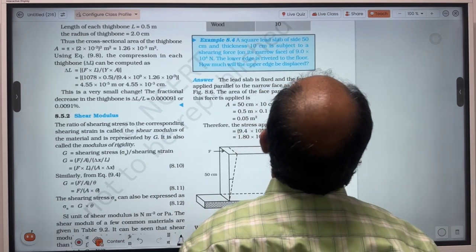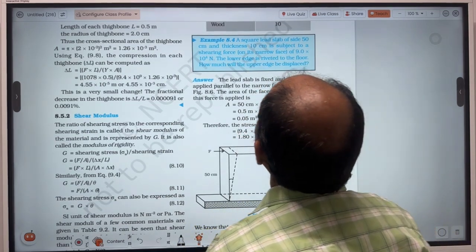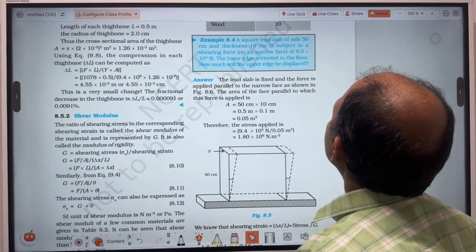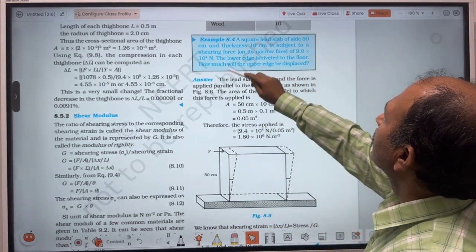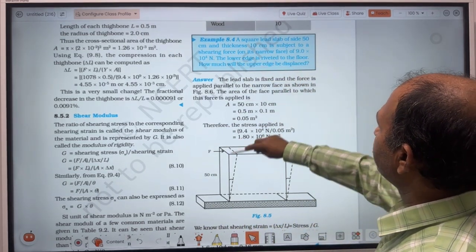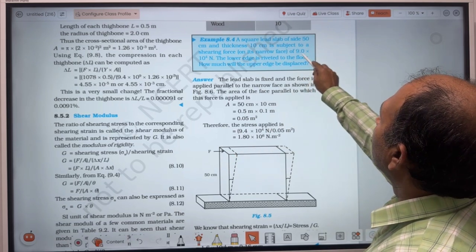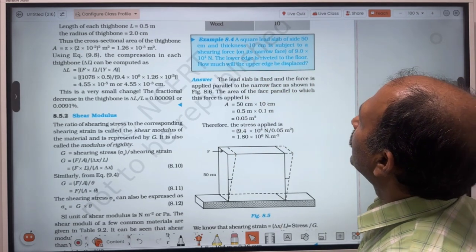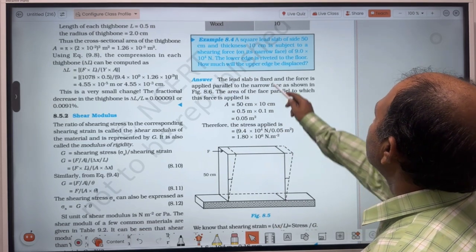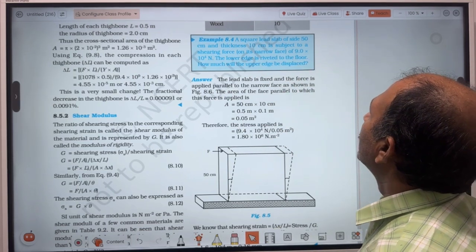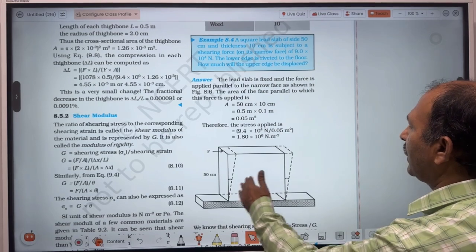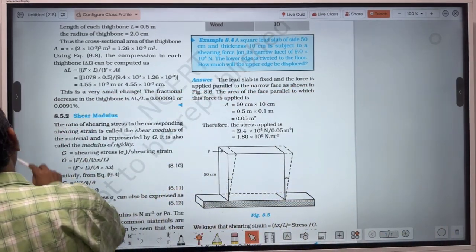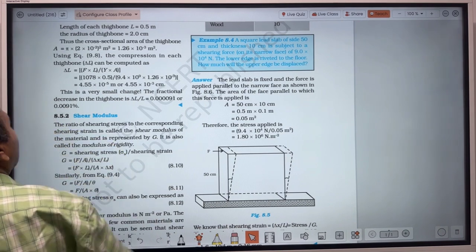Now we have one question. A square lead slab of side 50 centimeter and thickness 10 centimeter is subject to a shearing force on its narrow face, shown here. Here the force is 9 into 10 power 4 Newton. The lower edge is riveted to the floor. How much will the upper edge be displaced? Here delta x is to be found. So the information is given, we just have to decipher it.